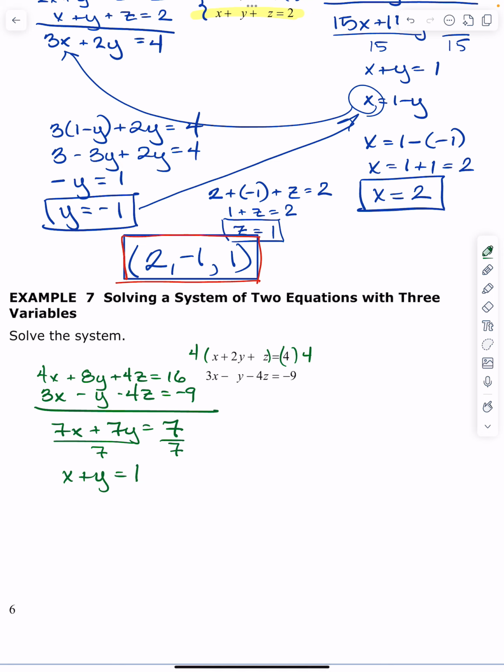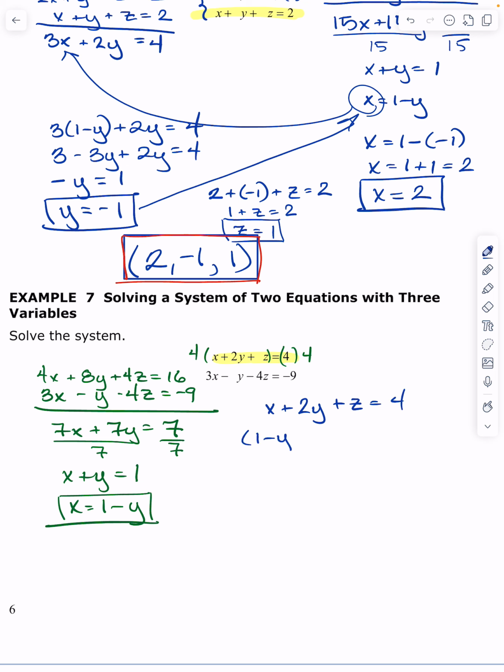So what I'm going to do is solve for x in terms of y. That works. I am going to go ahead and come back up to this top equation again, and in my equation, I'm going to substitute in what I just solved for. So this is the equation I'm using, x plus 2y plus z equals 4. My x is 1 minus y, so I'm substituting that in. That's what I've decided or solved for.